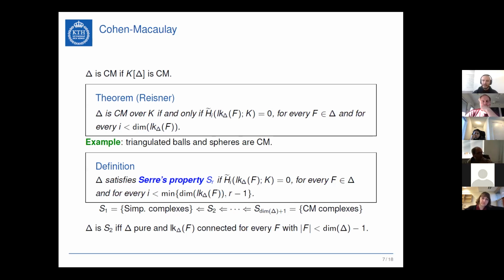Okay. And actually, it's interesting because at some point between S2 and S dimension of delta plus 1, the dependence on the field starts to play a role, right? Because the Cohen-Macaulay property depends on the field. The S2 property does not, because it's a statement about connectedness. And at some point in between, the dependence on the field starts to kick in.